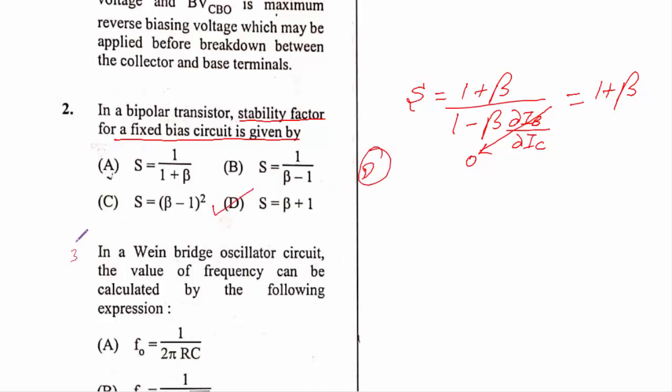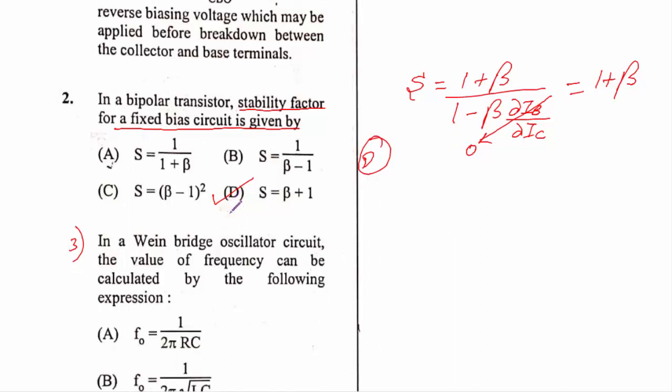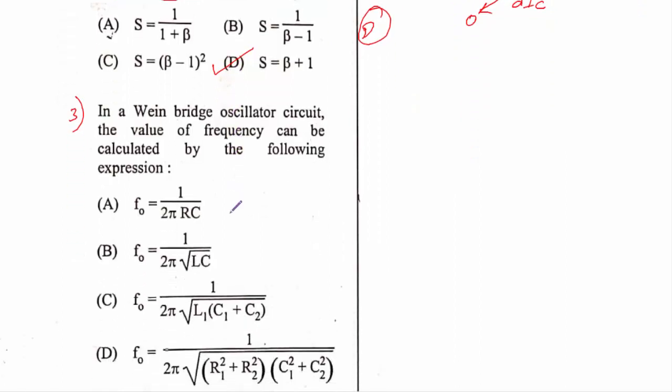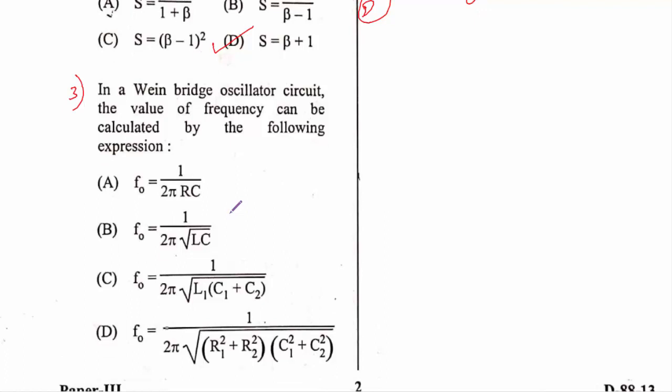Third question what they have given is, in a Wien bridge oscillator, the value of the frequency that can be calculated by the following expression. First expression what they have given is F0 equals to 1 divided by 2 pi RC. Second expression is similar to Hartley oscillator and Colpitts oscillator. The third expression they have given F0 equals to 1 divided by 2 pi under root of L1 times of C1 plus C2. Fourth expression what they have given is 1 divided by 2 pi under root of R1 square plus R2 square into C1 square plus C2 square.